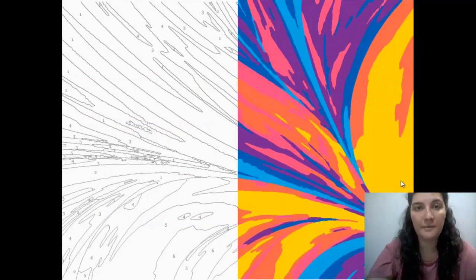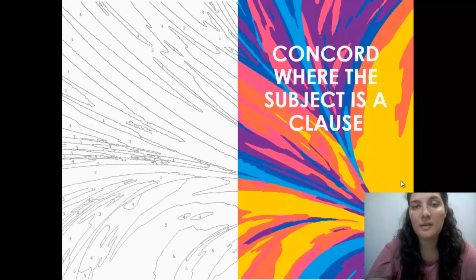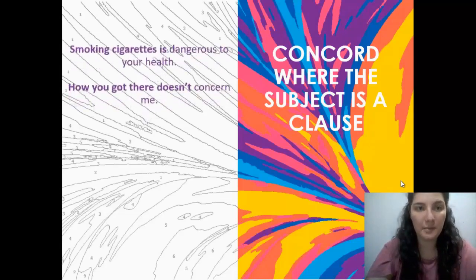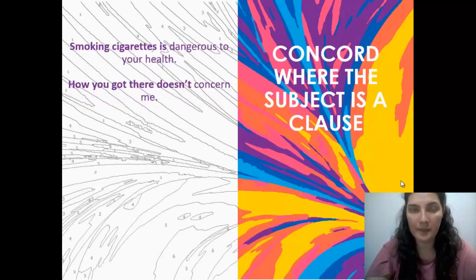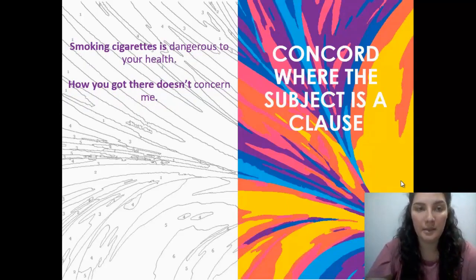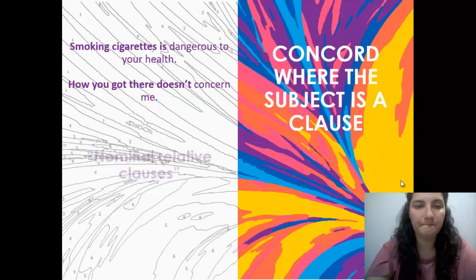In some others, we have subjects that are made up of clauses. In these cases, singular concord is the rule, no matter if the clause is either a finite clause or a non-finite clause. Here we have some examples. In the first example, we have a non-finite clause being the subject and a singular verb is needed. And in the second example, we have a finite clause, but we also need a singular verb.